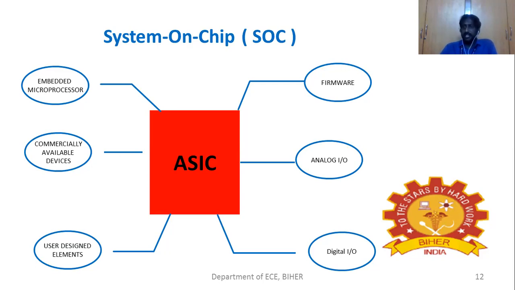The embedded microprocessor is responsible for ALU operations as well as control operations, and there are commercially available devices. The external interface is also connected to the system to solve real environment problems, and then user designed elements can also be connected. Only then can the device support the external world instructions and operations. So it is important to interface the other devices to the system itself. And then there is firmware, and the firmware environment can be upgraded in modern devices, and it can support analog input and output as well as digital input and output.